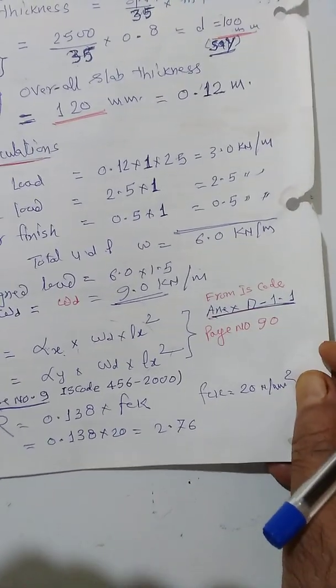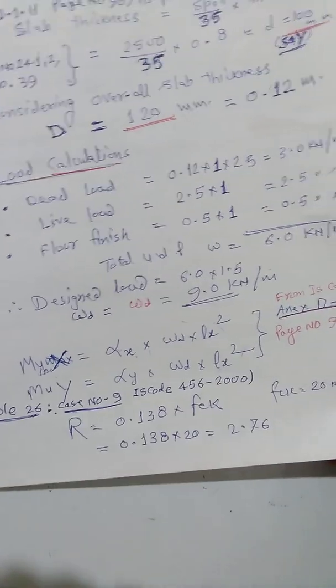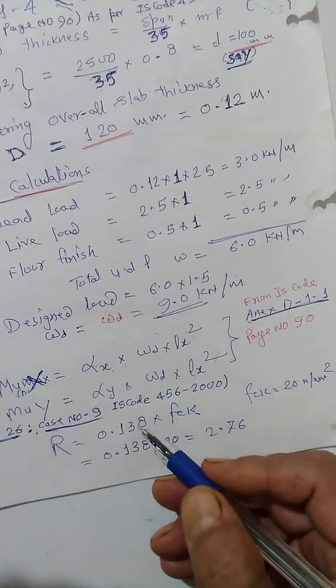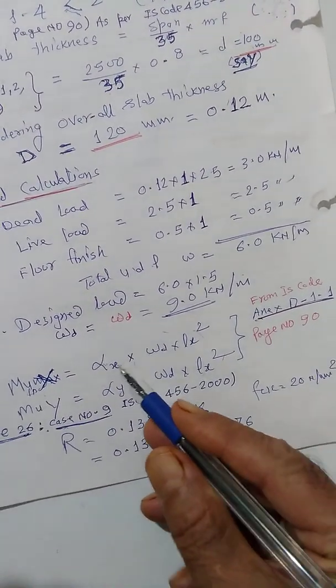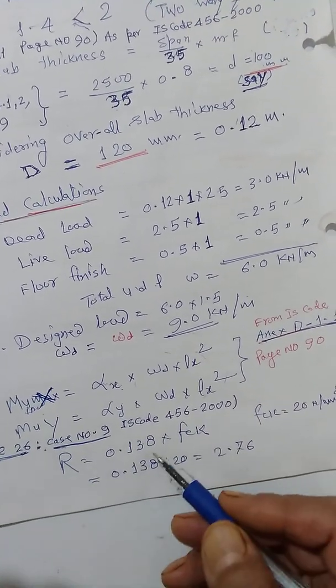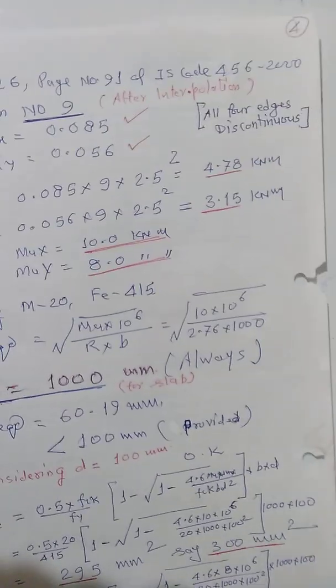Alpha x and alpha y can be calculated, and we take the maximum values to get the maximum bending moment. First of all, we will calculate the values of alpha x and alpha y. Here Rmax is equal to 0.138 fck, that is 2.76, as we are considering M20 and Fe415.